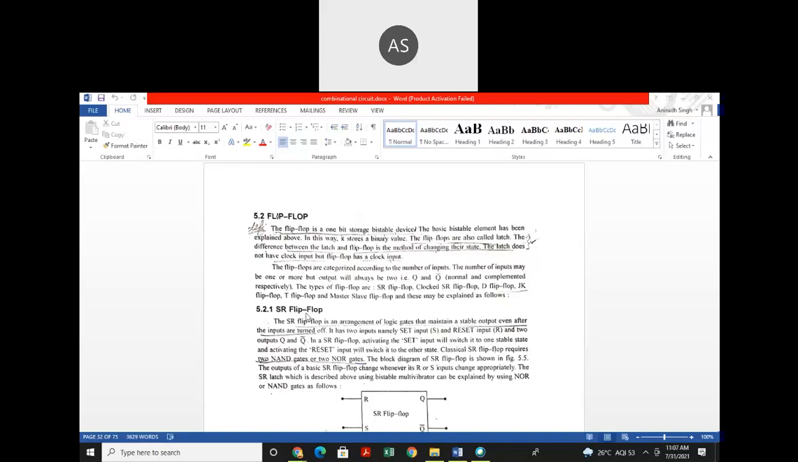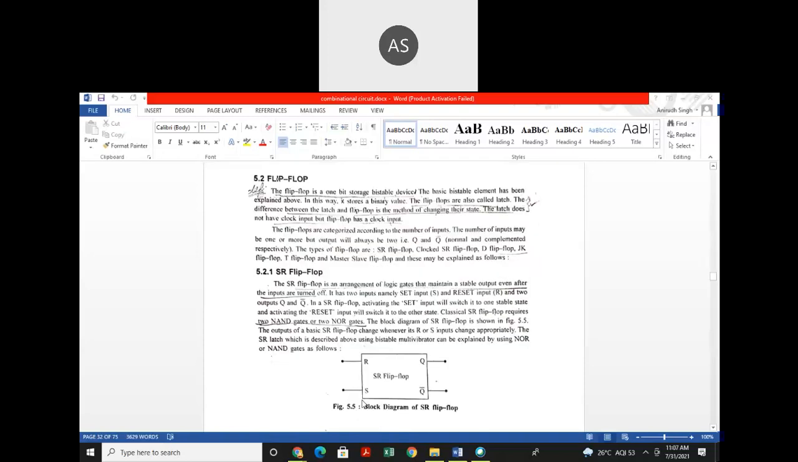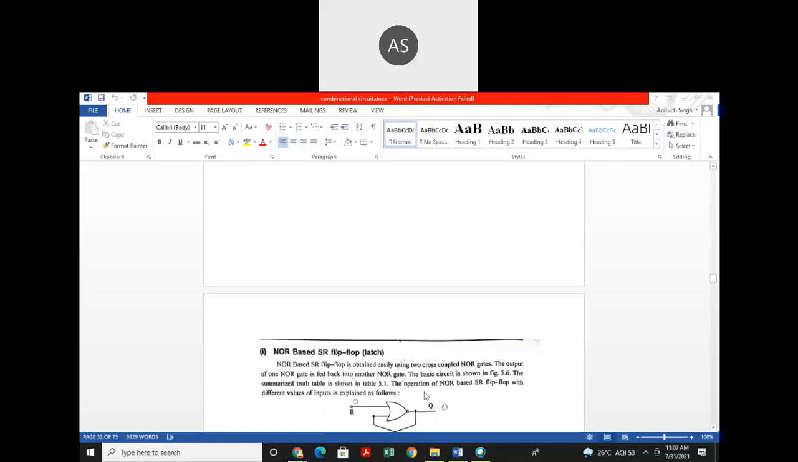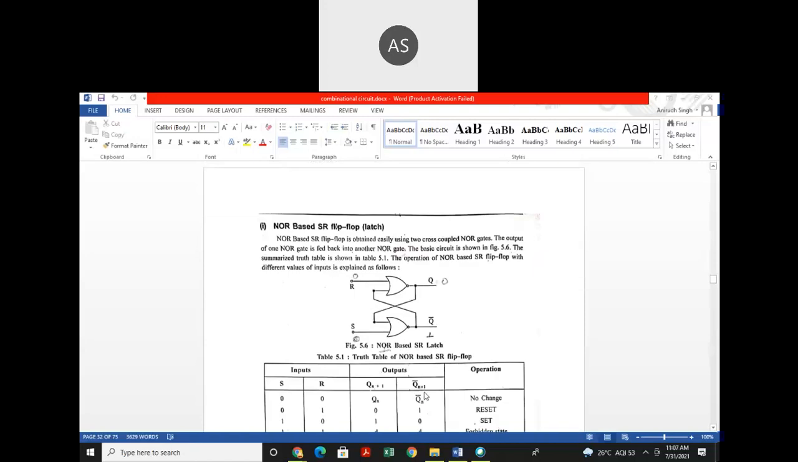There are different types of flip-flop: SR flip-flop, D flip-flop, T flip-flop, and JK flip-flop. First, we discuss the SR flip-flop. This is the block diagram or symbol of the SR flip-flop. There are two inputs, S and R, and two outputs, Q and Q bar. First, we discuss the NOR-based SR flip-flop. This is the NOR-based SR flip-flop.